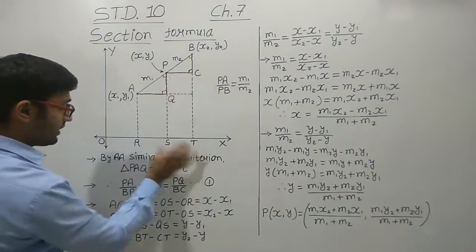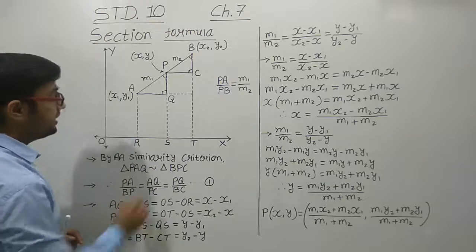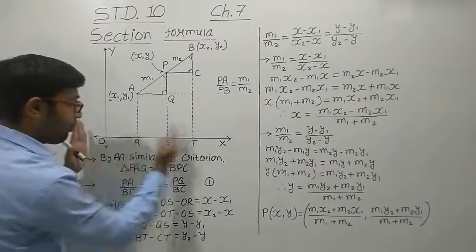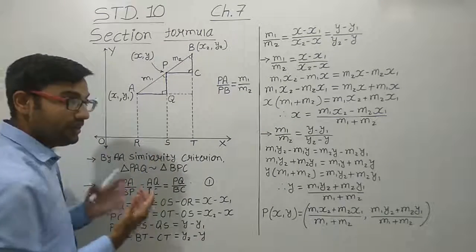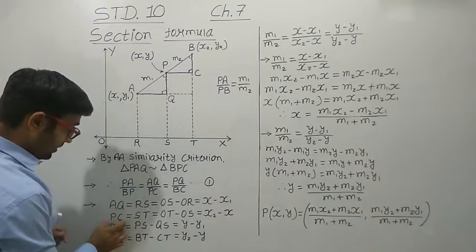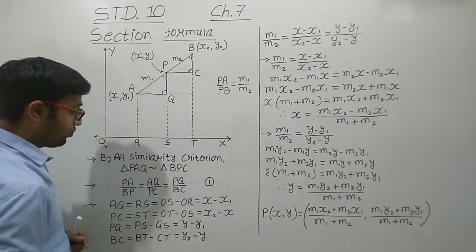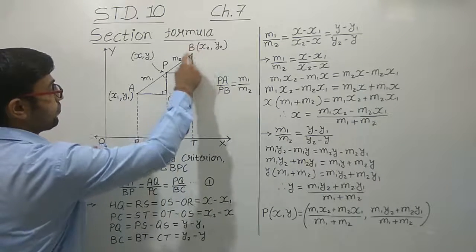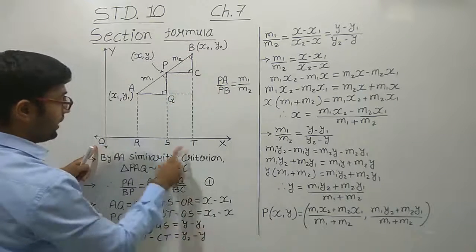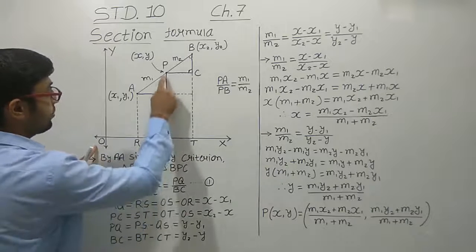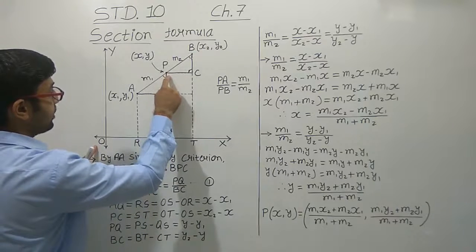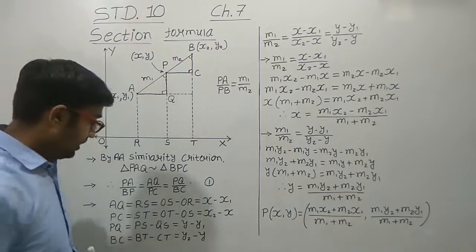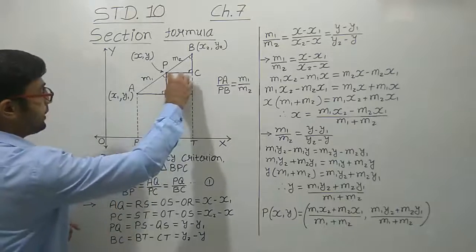Now in the same way we can write down the PC. PC is equal to ST, and ST means what? OT minus OS. From OT, if we subtract OS, what will remain? ST. So PC is equal to ST is equal to OT minus OS. And what is OT? OT means the x coordinate of this point, that is x2. And OS means the x coordinate of this point P, that is x. So here we get x2 minus x.